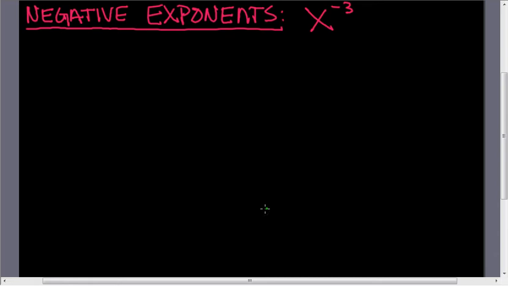Okay, today we're going to look at what happens when you get negative exponents, things like this, x to the power of negative 3, or just in general, what does a negative exponent mean? I'm going to start by doing an example.